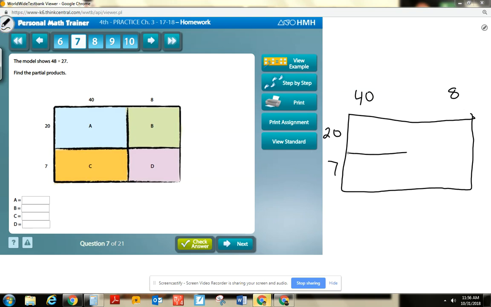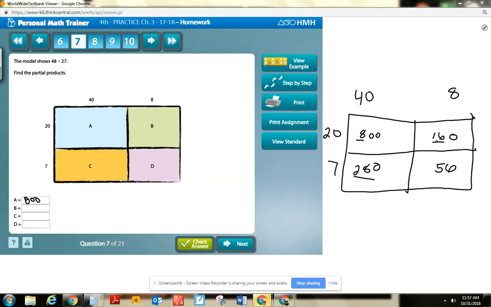Now, lots of times on a problem like this, I notice that kids won't put B in B. So let's go ahead. 20 times 40 is 800. 7 times 4 is 28. 20 times 8, 8 times 2 tens would be 16 tens. And 8 times 7 is 56. So it's really important that you're matching A to A. So A is 800.